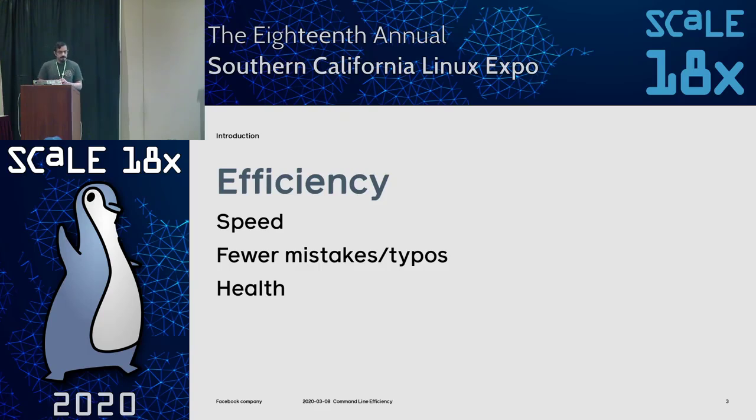And also, efficiency is about health. One of the engineers who created this class at Facebook had problems with carpal tunnel syndrome and repetitive stress injury. His doctor advised him that he should avoid typing for 6 weeks. And for an engineer whose day job is to code and type, that's not great.